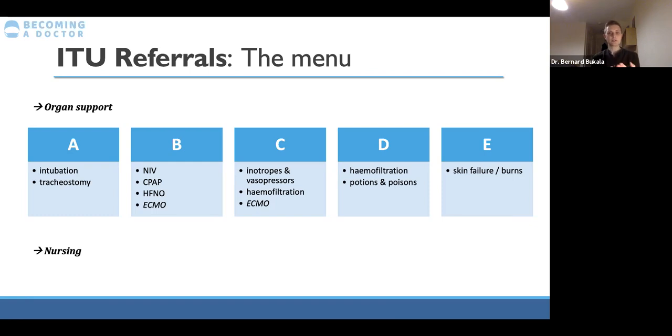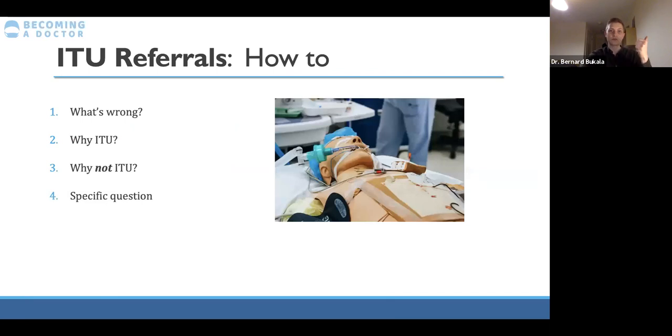So when you're referring to ITU, keep your factors in mind, right? So what we're doing, what's wrong, why ITU, and here we need to tell them, we think this patient needs organ support. We think this patient needs one-to-one nursing. And then why not ITU? So thinking about the functional baseline and other factors. And then what's your specific question? Okay.